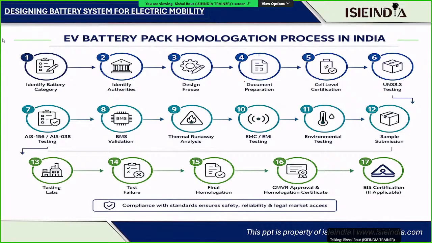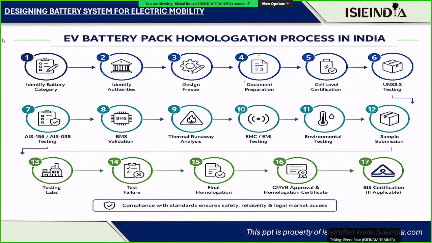Right. Then we have the environmental test, where the battery pack is tested under extreme environmental conditions like humidity, dust, water spray, salt fog, and thermal cycling, where expansion and contraction will happen. So over there it has been done.